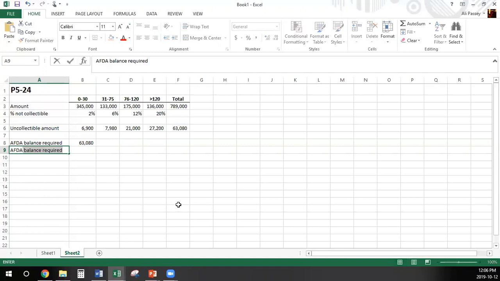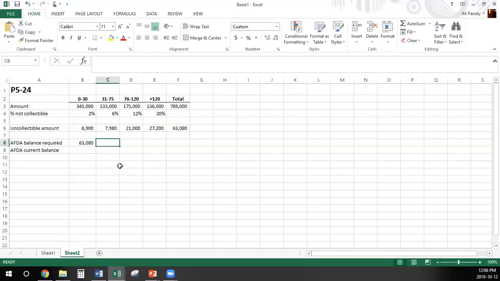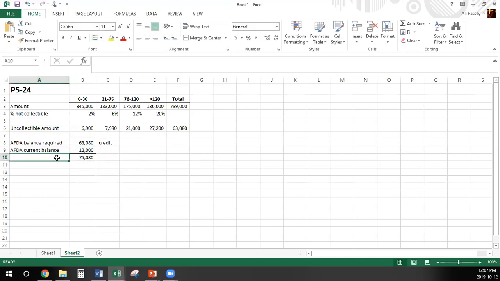However, we know that allowance for doubtful accounts has a balance already in it. In this case, they've said it's a $12,000 debit balance, and allowance for doubtful accounts should be a credit balance. So we need it to get to a $63,080 credit balance. Since it's currently at a $12,000 debit balance, that would mean that we need to post an adjustment to this account of $75,080, and that would be a credit to get us to this $63,080 credit balance.